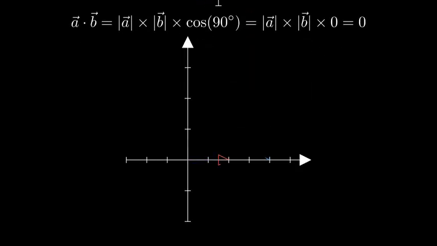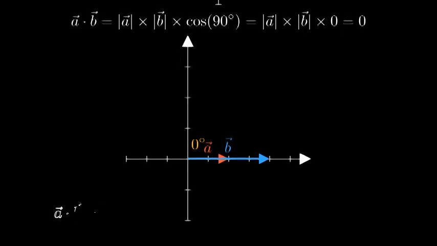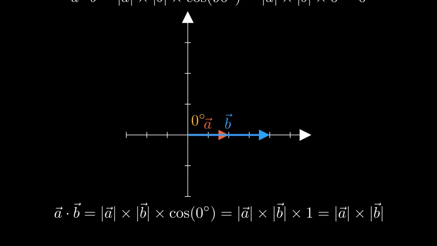When vectors are parallel and in the same direction, the angle between them is 0 degrees. The cosine of 0 degrees is 1, so the dot product equals the product of their magnitudes.